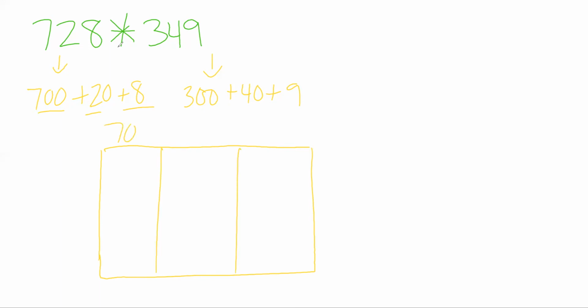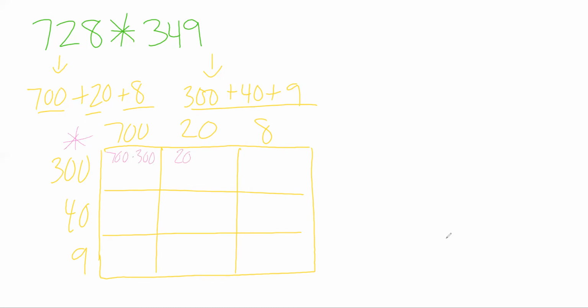All right, so those are our columns. 728, and these will be our rows, and we need 3 of them. 349. Okay, so let's multiply these. I guess I'll try to squeeze them in this time. So I'm writing in the multiplication problems now, in case you're wondering.